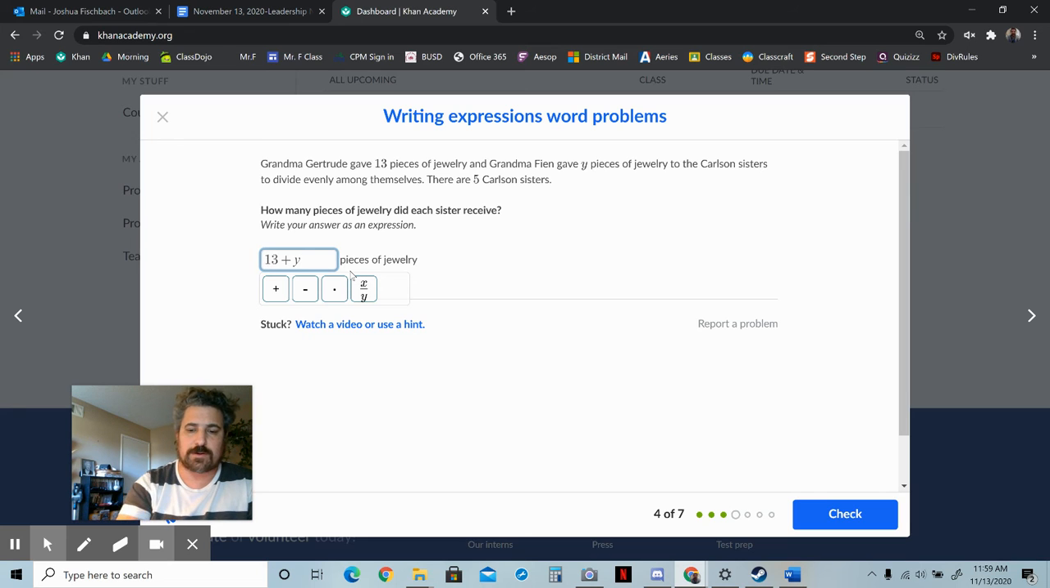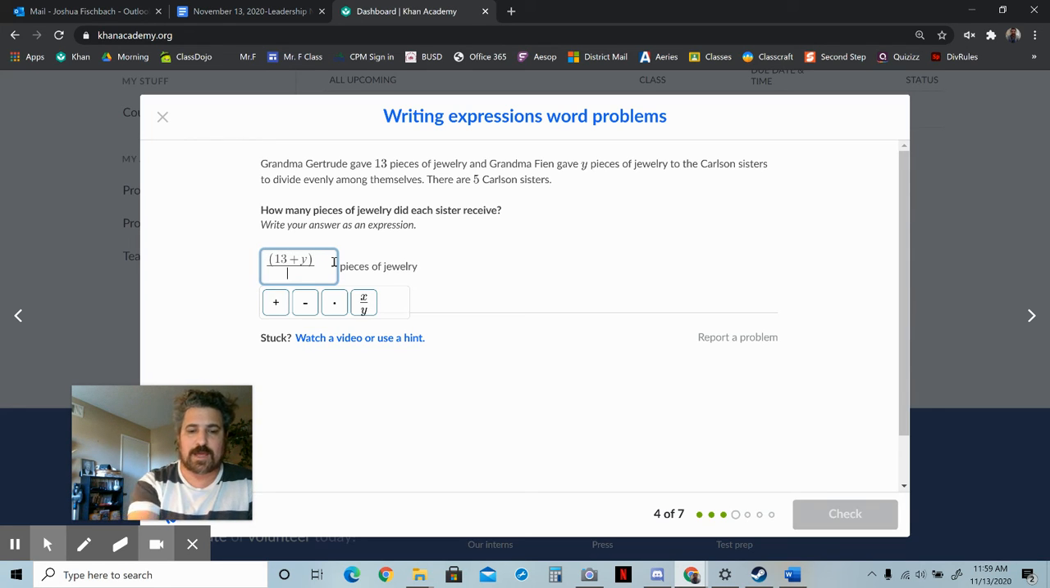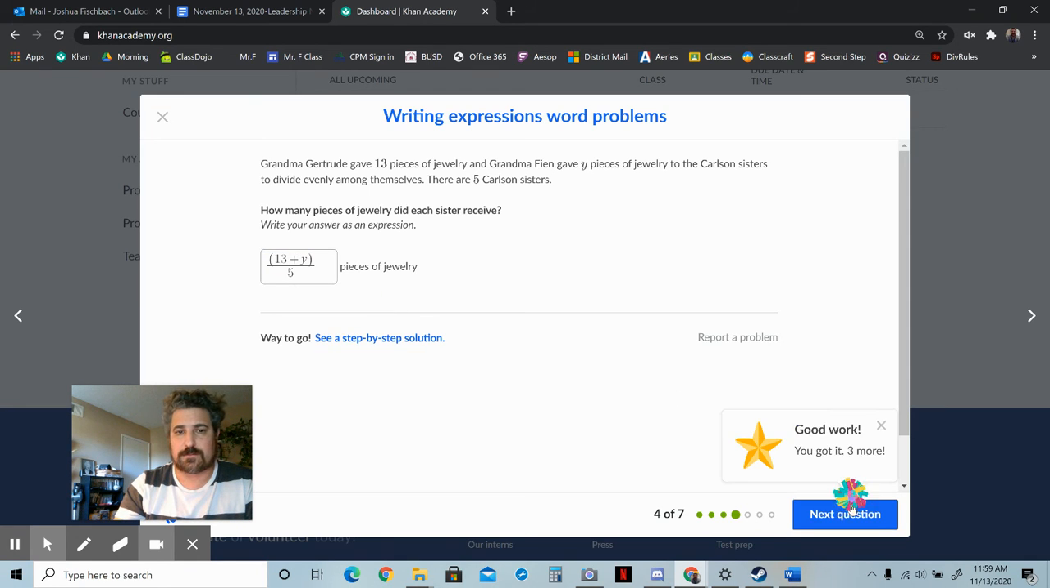Well, the total number donated was 13 plus Y. And then you got to divide that by the 5 different sisters. So it would be 13 plus Y over 5, because that's the total number of pieces of jewelry donated by the grandparents and then divided amongst the 5 sisters.